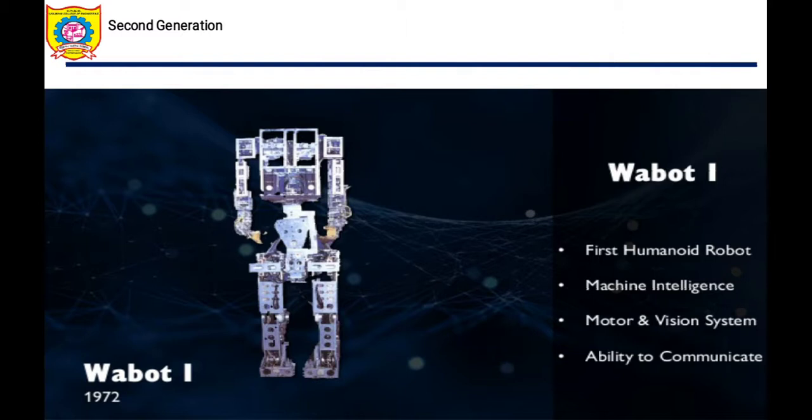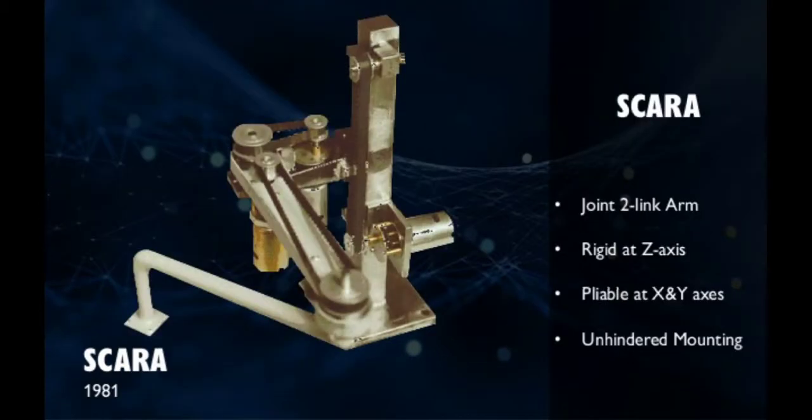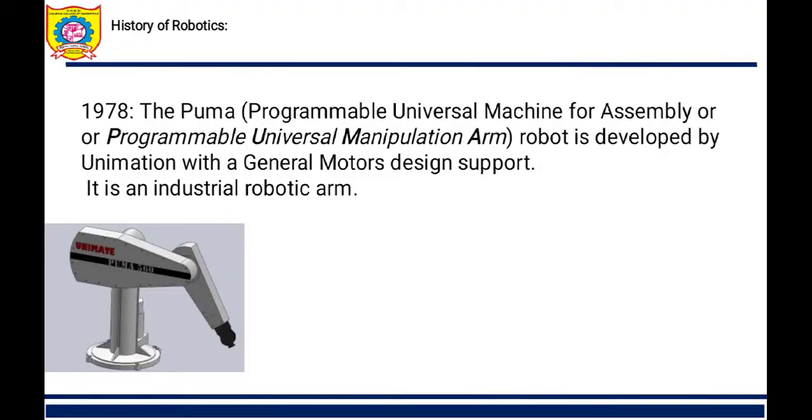Wabot 1 was the first humanoid robot, and they tried to embed machine intelligence in it. A vision system was there, motor and vision system. It had the ability to communicate. Then SCARA: you can see it has a joint two-link arm, a Z axis is there, and the X and Y axes are compliant. So all these robots were used in industry to perform various tasks.